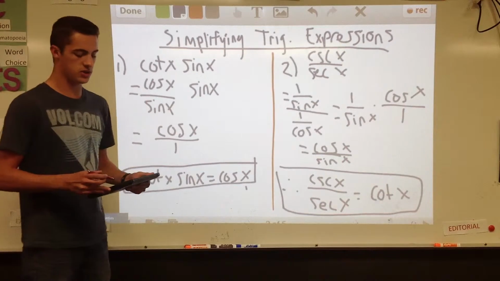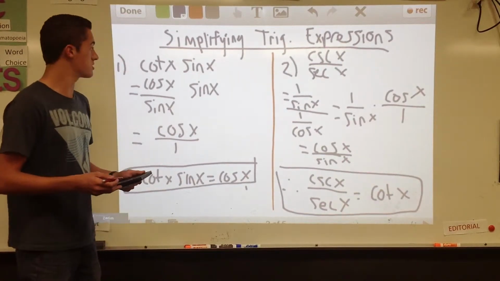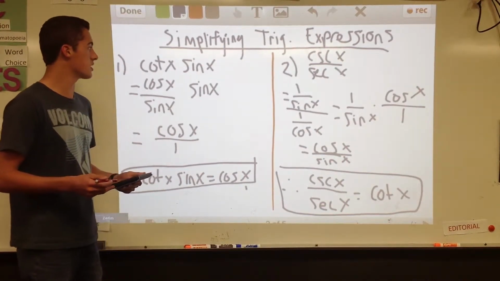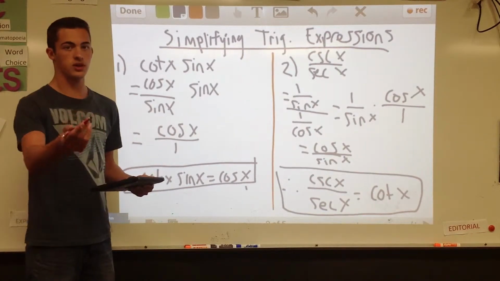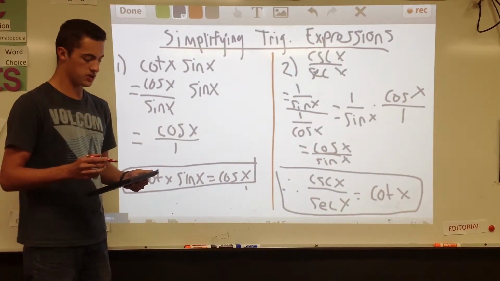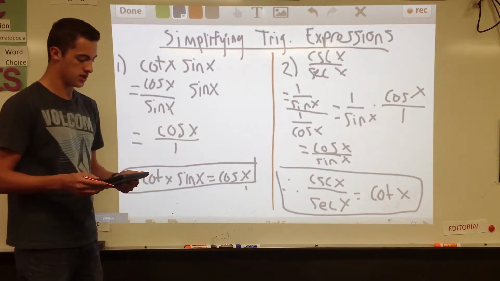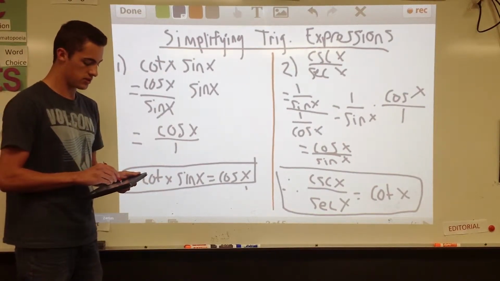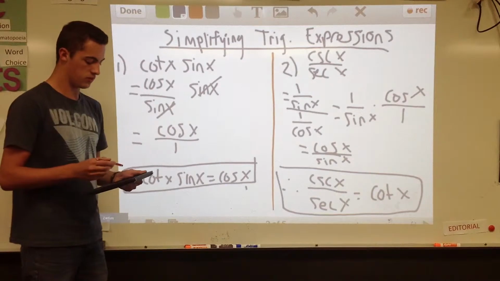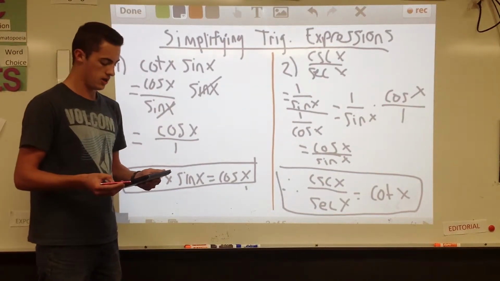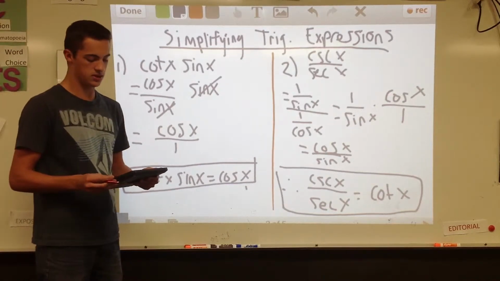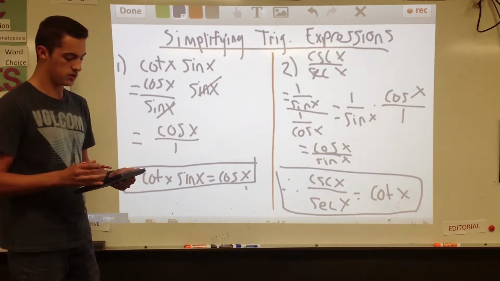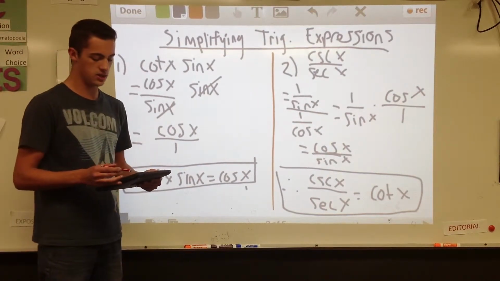Alright, so simplifying trig expressions. Number one, as you can see, it says cotangent x times sine x. To simplify, cotangent x breaks down into cosine x over sine x, and then from then on you just cancel out sine x, and then you're left with cosine x over 1, and therefore cotangent x sine x equals cosine x.